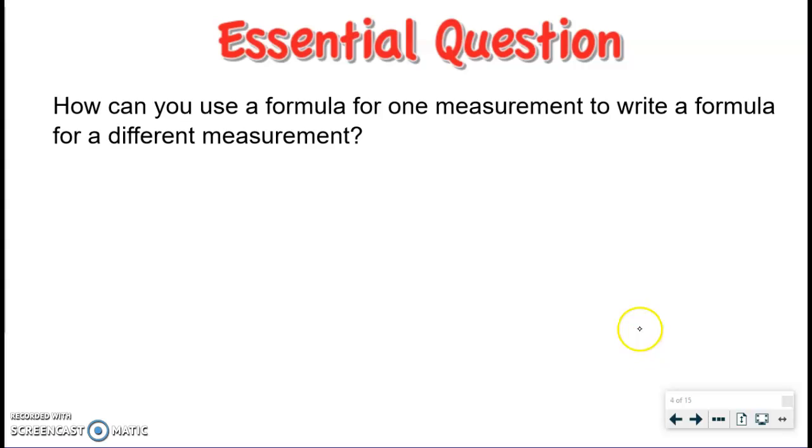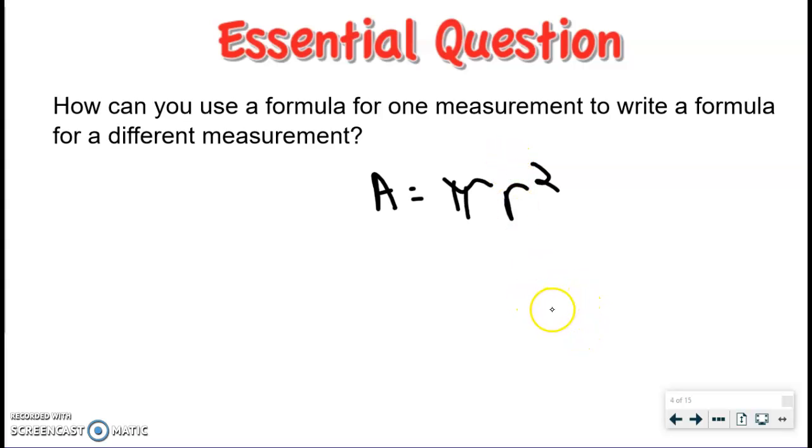Alrighty, so for the essential question, or kind of as we think about things: how can you use a formula for one measurement to write a formula for a different measurement? So sometimes you have, like I could pull out, the formula for a circle, area equals pi r squared. Well, maybe instead of having A equals, you want R equals something. And so how would you rewrite this formula so that you get R by itself?